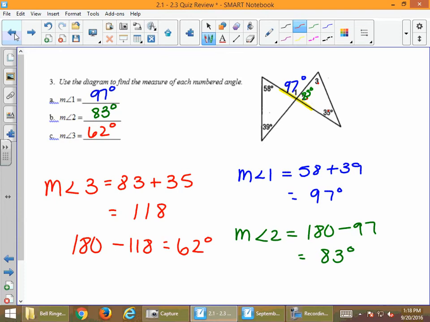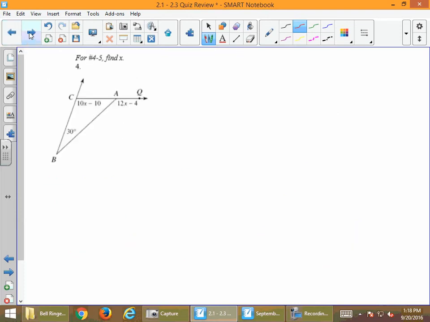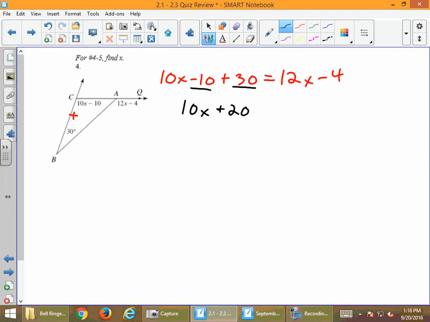97. I got 97. How did I get 97? You add it together. You add the two interior angles and set it equal to the outside angle. That's exactly what we're doing here. I'm taking these two angles and I'm adding them together. So I'm going to say this angle plus that angle equals the exterior angle. So I'm going to say 10x minus 10 plus 30 is equal to 12x minus 4. And again, it seems like a lot of work, but it's not, because they're always going to combine and simplify down. These are the ones that would combine together, so I'll have 10x plus 20 is equal to 12x minus 4.